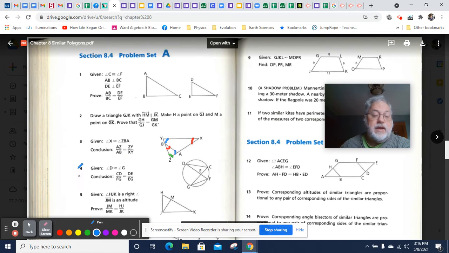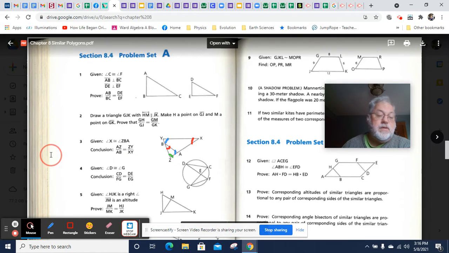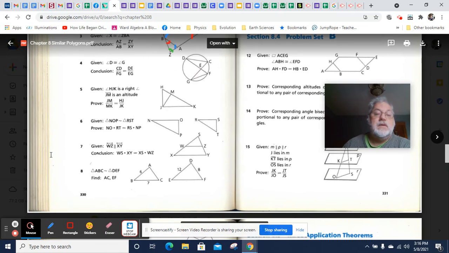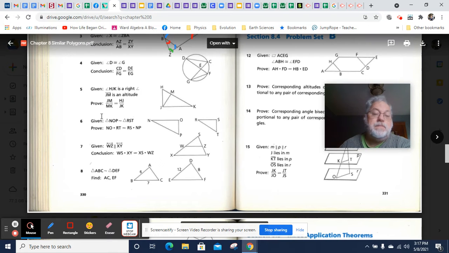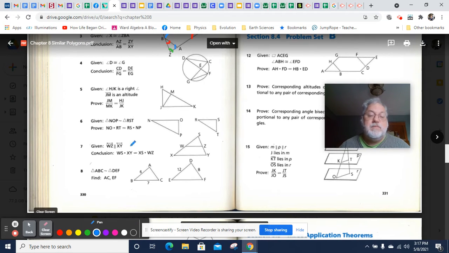So number 5, I'm going to scroll down just a little bit here. For number 5, we've got HJK is a right angle, and JM is an altitude. We're asked to prove that JM is to MK, so that's setting up this triangle JMK, as HJ is to JK, and that's setting up the triangle HJK.